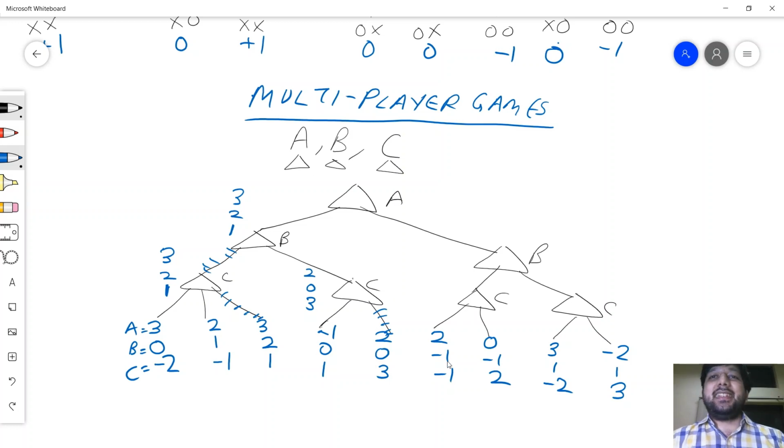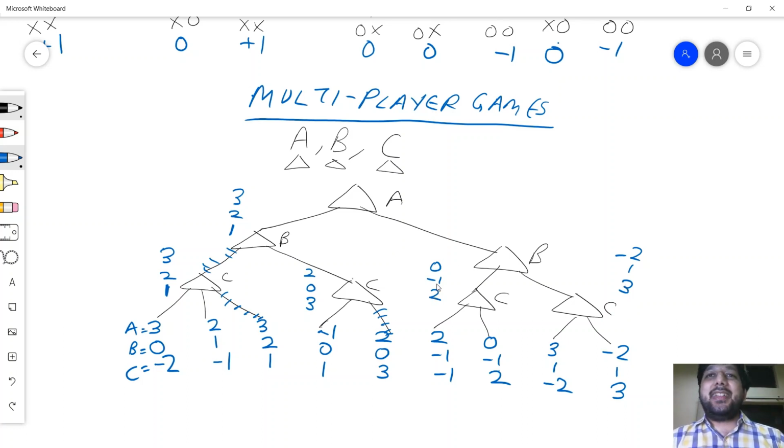Go here, C. You either get a minus 1 or you get a 2. 2 is clearly better. So it's 0, minus 1, 2. Think like C, you get a minus 2 or 3, 3 is clearly better, so it's minus 2, 1, 3. Now it's not like maximizing, minimizing different, everybody is maximizing their own self.